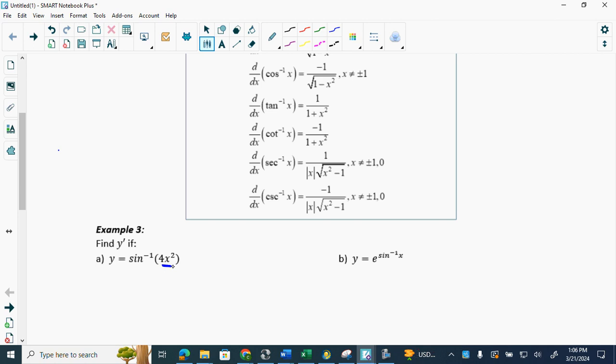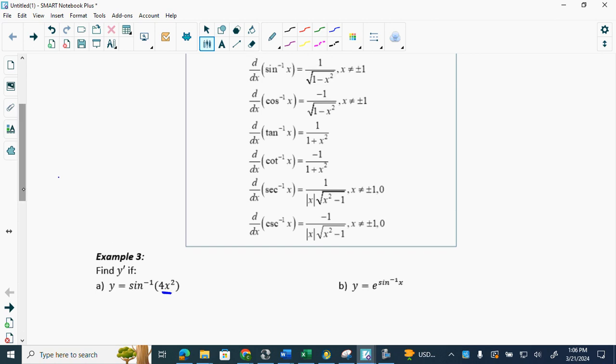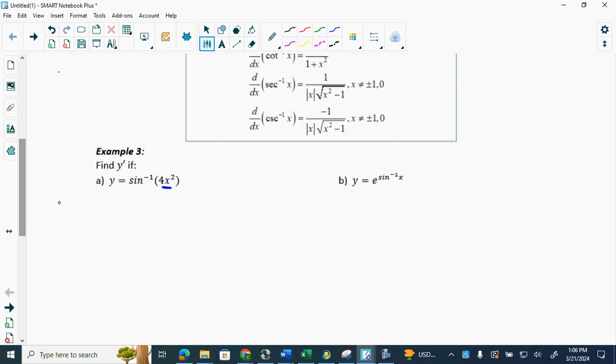It's 4x squared, which means instead of having an x, I'm going to put a 4x squared in where the x would be. Okay? So our formula is 1 over the square root of 1 minus x squared. So y prime equals 1 over the square root of 1 minus x squared. X just happens to be 4x squared. Now that is the actual way to do the derivative of sine neg 1, correct?